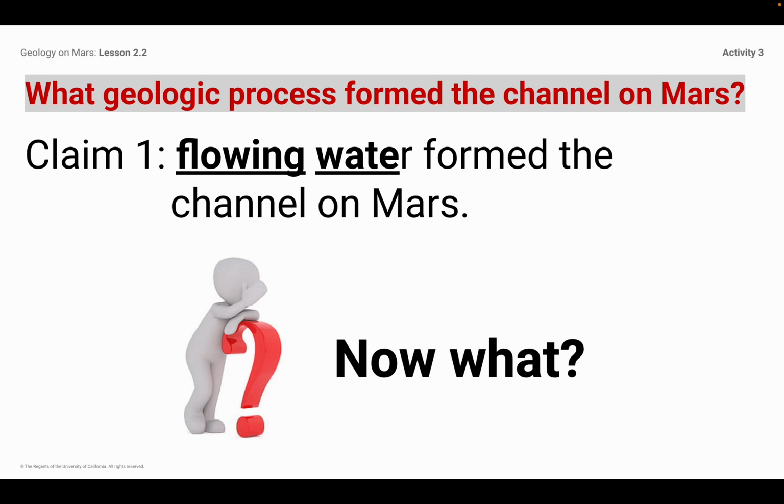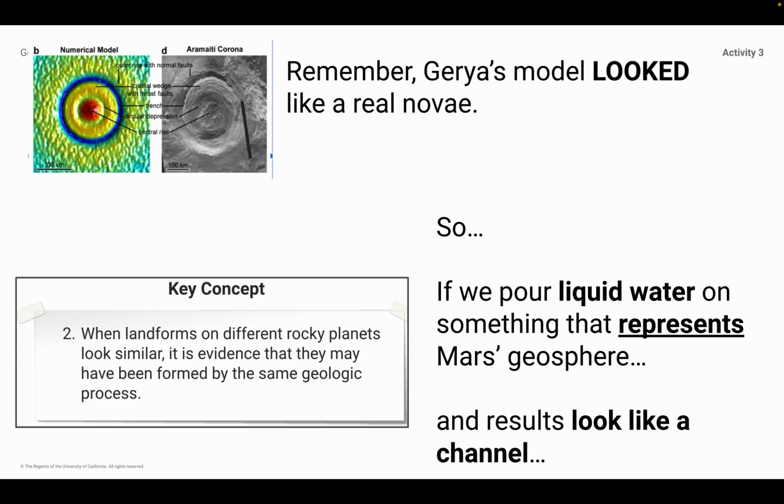I don't have the information or the time or whatever to have you guys use coding to make your own computer model. That's not going to work. We need some kind of a physical model, some kind of a hands-on, some kind of something that we can see, okay? So let's start breaking down this process of how do we use the best model to answer our question or to test our claim that flowing water formed the channel on Mars.